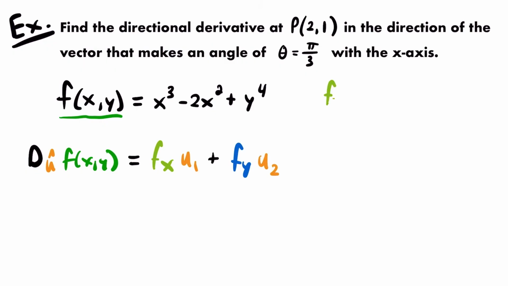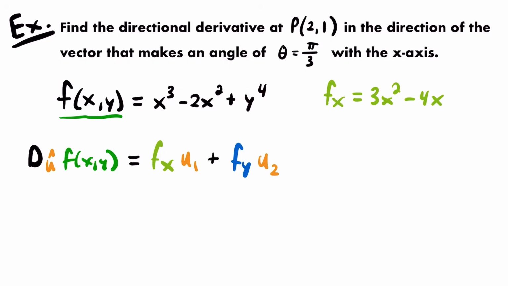So let's begin with fx, the partial derivative with respect to x. Looking at our function here, the first two terms are entirely in terms of x, so those are pretty simple derivatives. Just use the power rule for both of them. For x cubed, we get 3x squared, and for negative 2x squared, we get negative 4x to the first power. In each case, I multiplied the exponent down and subtracted 1 from the exponent.